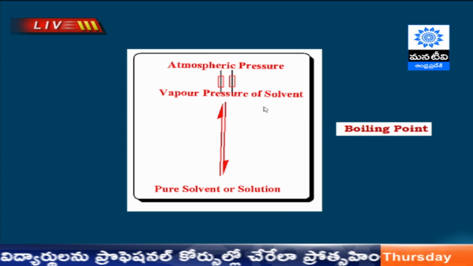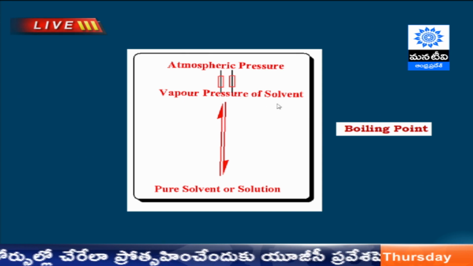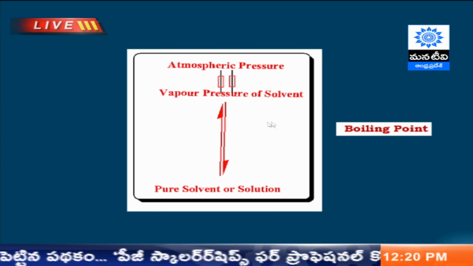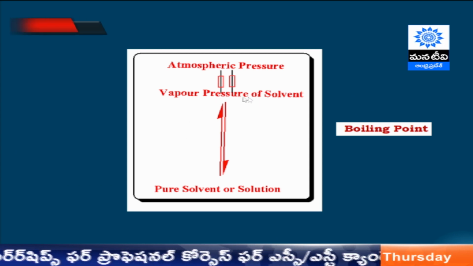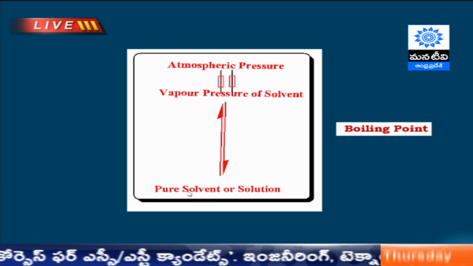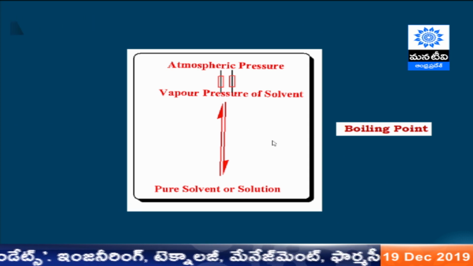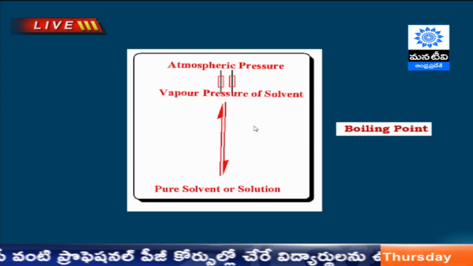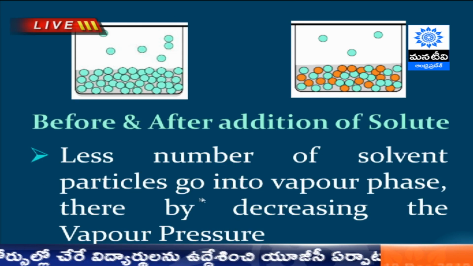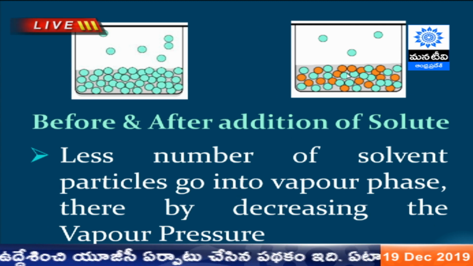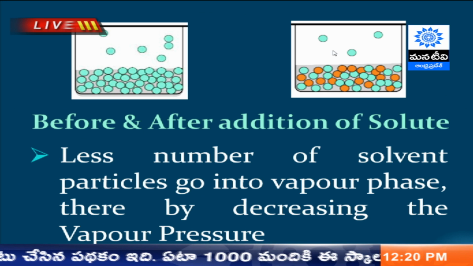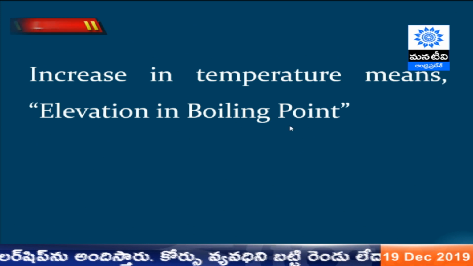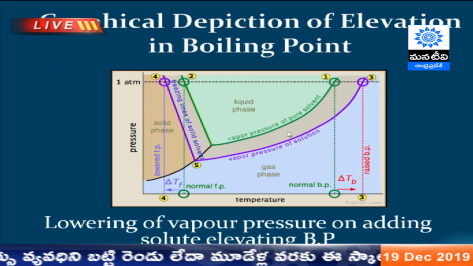Now, when atmospheric pressure equals vapor pressure, this is the boiling point. It has been already discussed. But you have to consider that this vapor pressure is in dynamic equilibrium with the pure solvent or solution. So, increase in temperature means elevation in boiling point. When you want more vapor molecules to go into the gas phase, you need to increase the temperature. So, this increases the boiling point, causing elevation in boiling point.